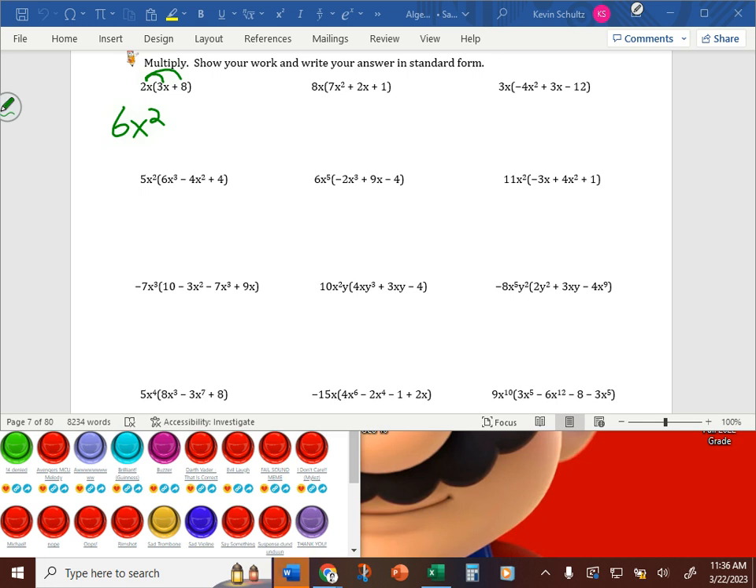Okay. 6x squared plus 16x would be our answer. No further to go. We can't combine them because one is a power of 2, the other one is a power of 1. And we don't have an equal sign, so we can't solve for x, right? We are finished. Nick. Why is there an exponent of 2?